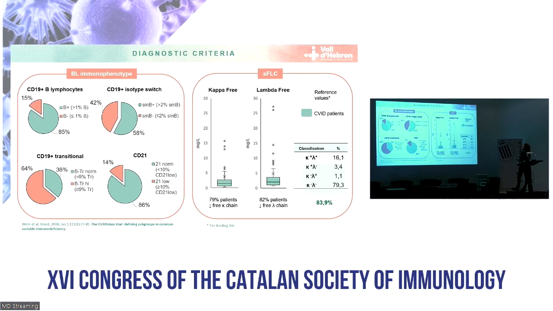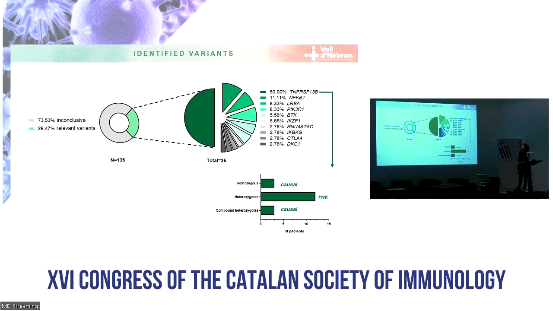The results of the serum free light chains show that 79% of the patients have a decreased free kappa chain, and 82% of patients have a decreased free lambda chain. Overall, 83.9% had one or both subtypes decreased.